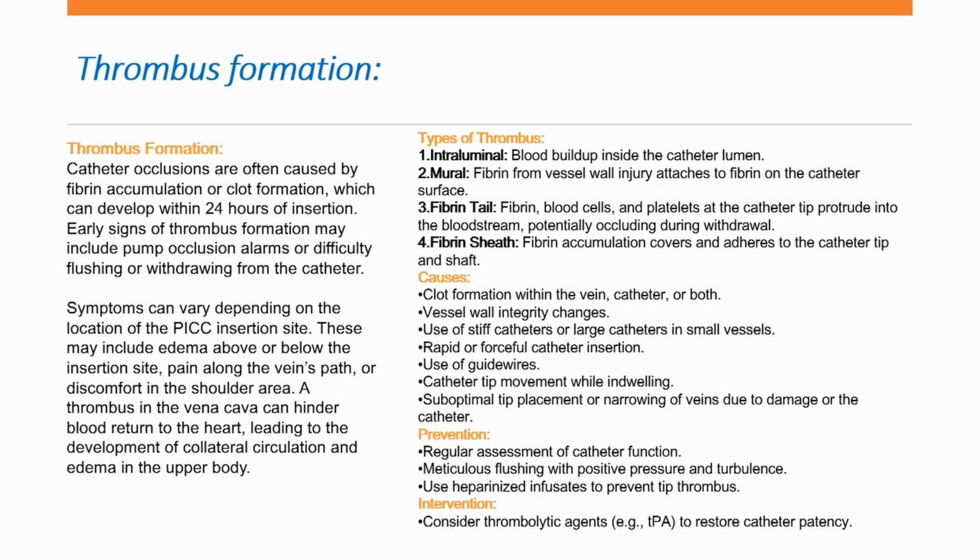Prevention strategies: regularly assess catheter function, ensure meticulous flushing with positive pressure and turbulence to prevent clotting. Consider using heparinized infusates to prevent thrombus at the catheter tip. Intervention. If occlusion occurs, thrombolytic agents such as TPA may be considered to restore catheter patency. These measures help manage and reduce the risk of thrombus-related complications in PICC lines.